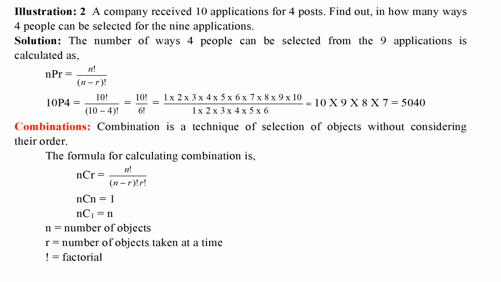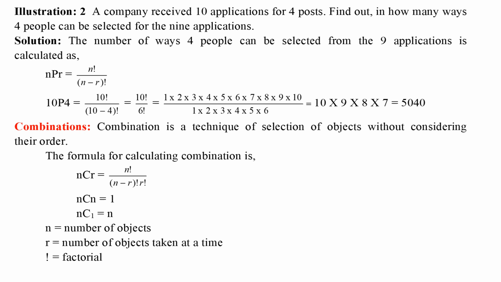Illustration 2. A company received 10 applications for 4 posts. Find out in how many ways 4 people can be selected from the 10 applications. Solution. The number of ways 4 people can be selected is calculated as nPr equals n factorial by n minus r factorial. 10P4 equals 10 x 9 x 8 x 7 equals 5040.